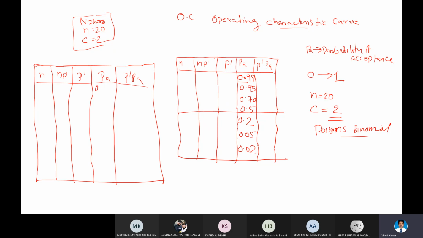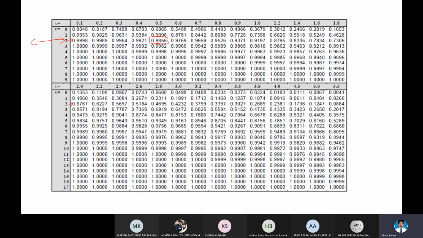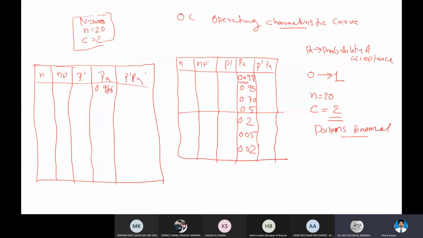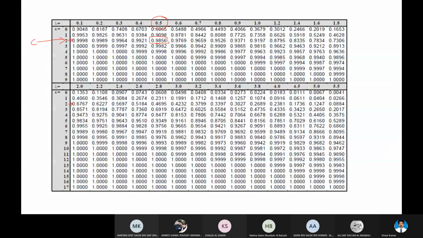So 0.986, correct? From the table. 0.9856. What is this value? This is called the NP dash value. 0.5. So I am going to write the NP dash 0.5. N is 20. Clear? Yes, doctor. Clear, right?